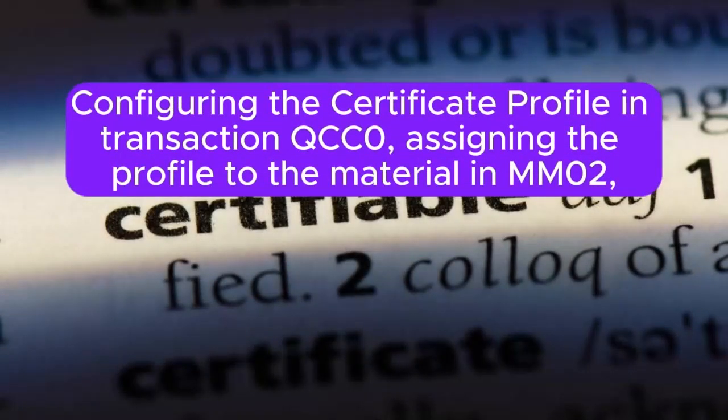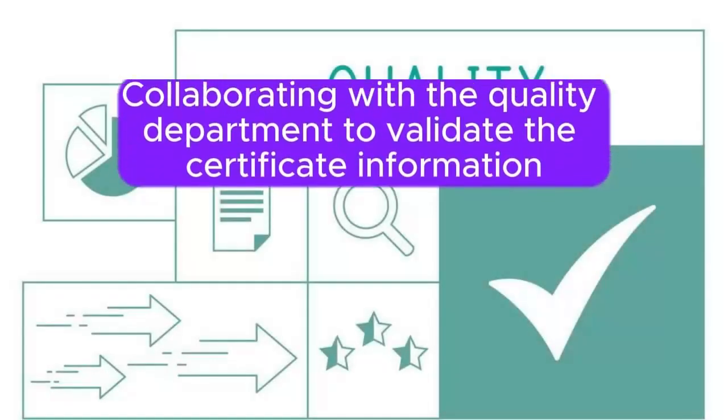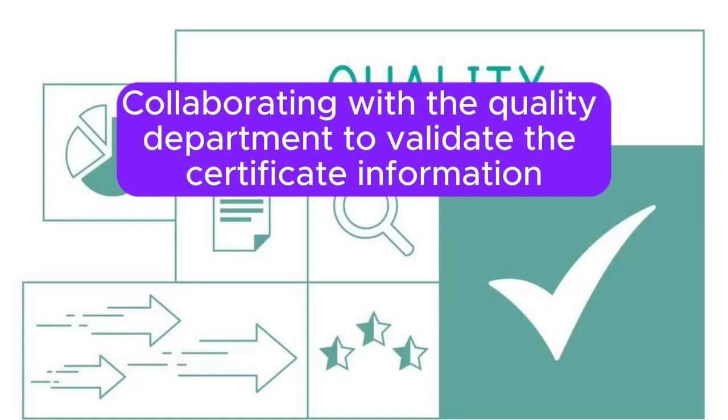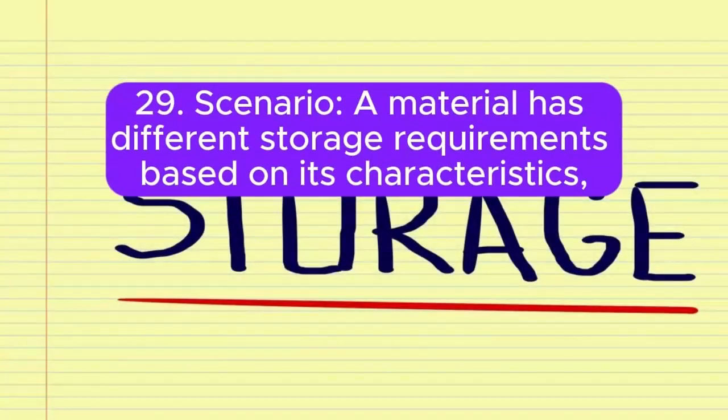Configuring the certificate profile in transaction QCC0, assigning the profile to the material in MM02, and ensuring that the certificate is included in the goods receipt process are critical steps. Collaborating with the quality department to validate the certificate information and updating the material master data accordingly would ensure accurate management of quality certificates.